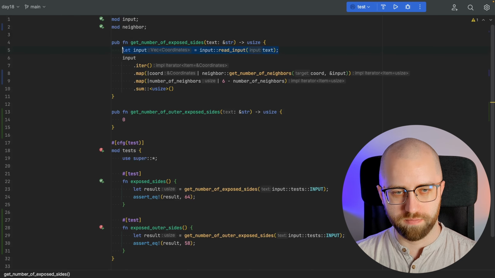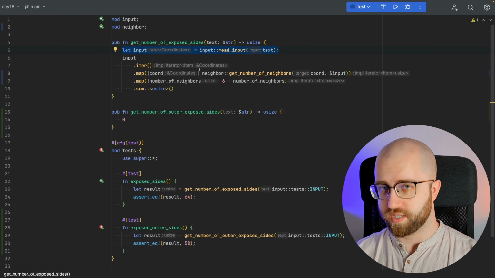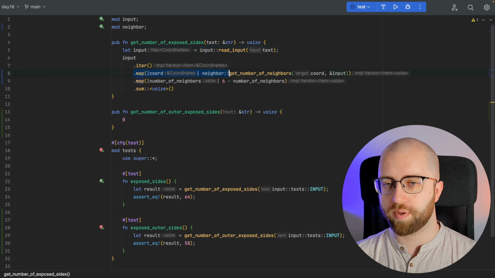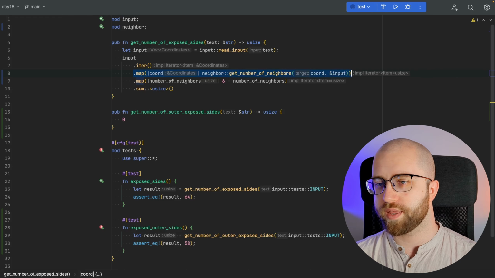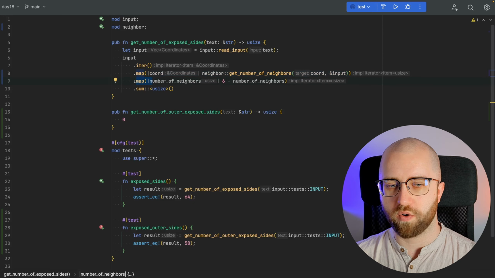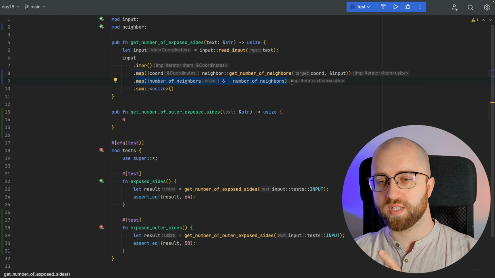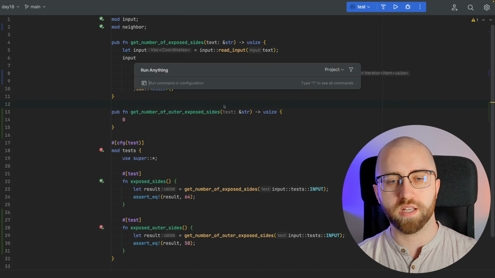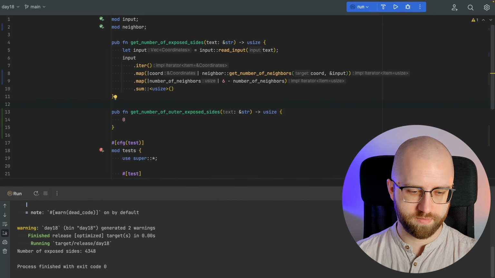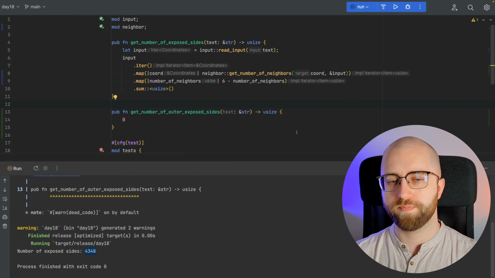The last step to get number of exposed sides is really to glue it together. So we read the input, which is vector of coordinates, and each coordinate represents a cube. So we iterate through the input, then we map each coordinate with how many neighbors it has, and then we calculate the number of sides visible, which is actually 6 minus number of neighbors. Actually, let's run it first. So this is the outcome of my input.